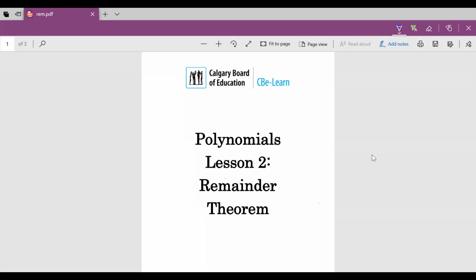What we saw in previous videos was how to use division, long or synthetic, to help us find the factors so that we can graph. Today, what we're going to look at with the remainder theorem is a bit of a shortcut to using long division and synthetic division to help kick off the process here. Let me show you what I mean.